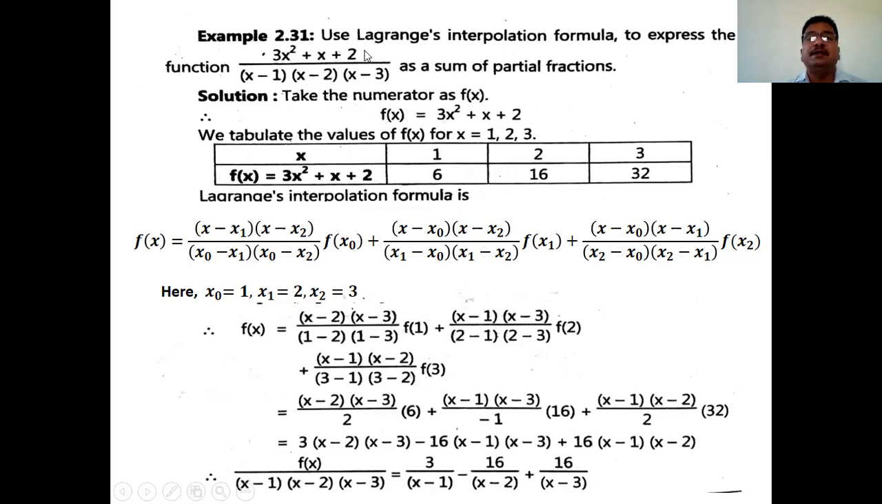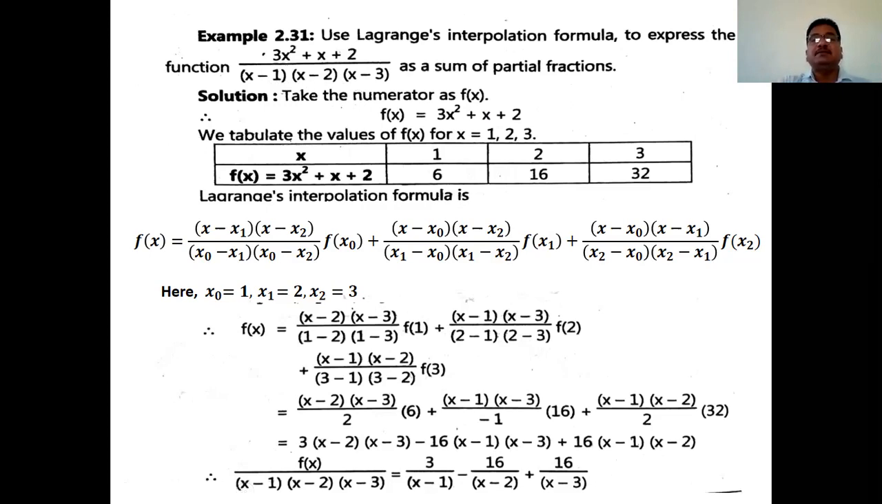Write this numerator as a function f(x). Let us denote this 3x square plus x plus 2 as a function f(x). So this numerator is f(x). Here, factorize the denominator. If the factors are not given, then first obtain the factors of the denominator. So here the factors of the denominator are given. If they are not given, then you factorize the denominator directly or by using synthetic division.